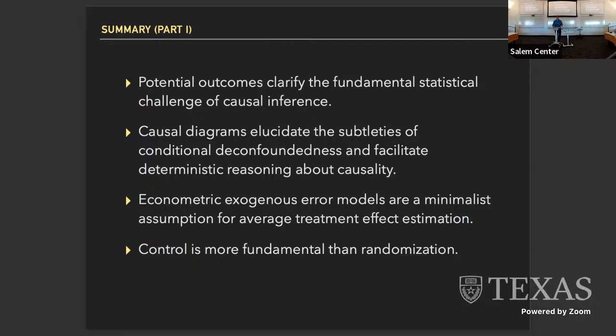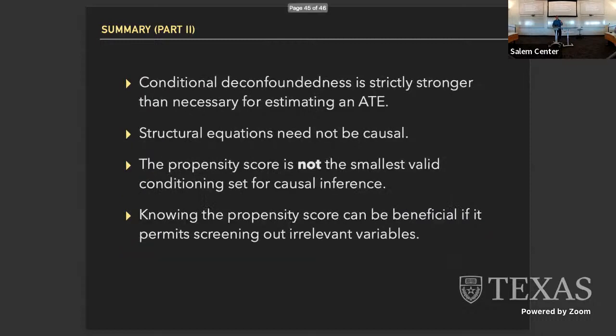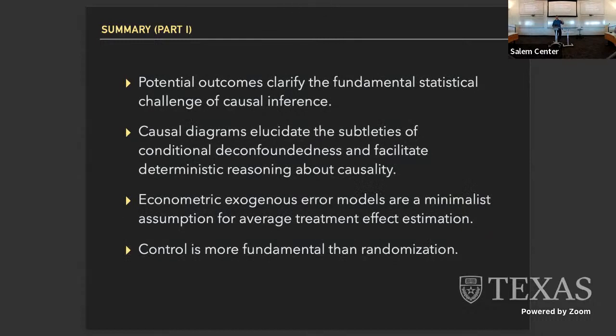Furthermore, the econometrics exogenous error model is actually a minimal assumption. It's actually the more minimal of the three. It's opaque in the same way that the potential outcomes are, but it's also less strong than the other things. Control is more fundamental than randomization. I'm just going to throw that in there. I didn't really demonstrate that, but the whole talk is really about that, right?